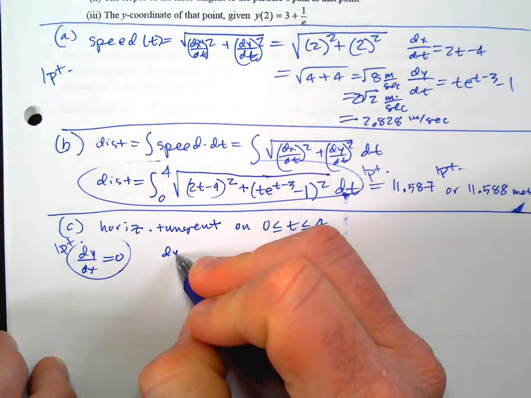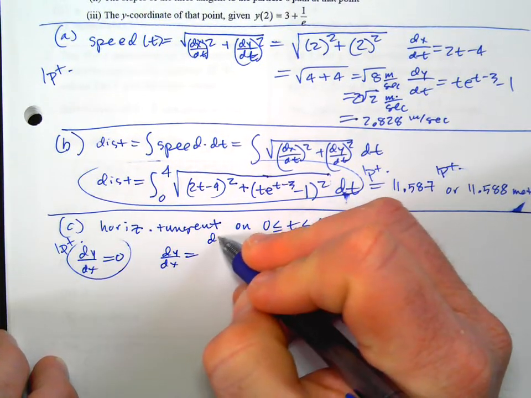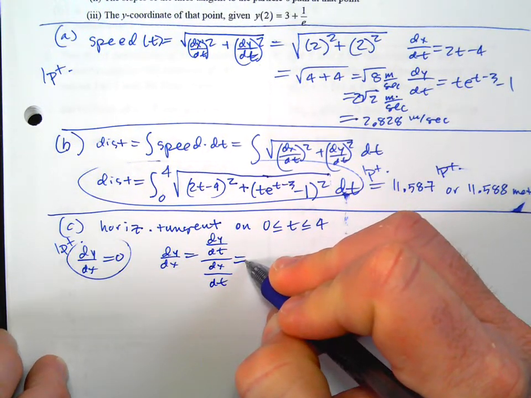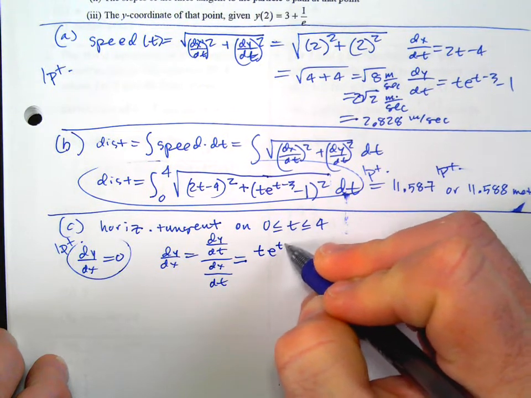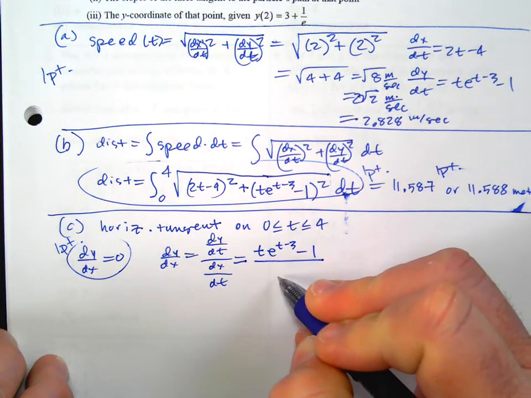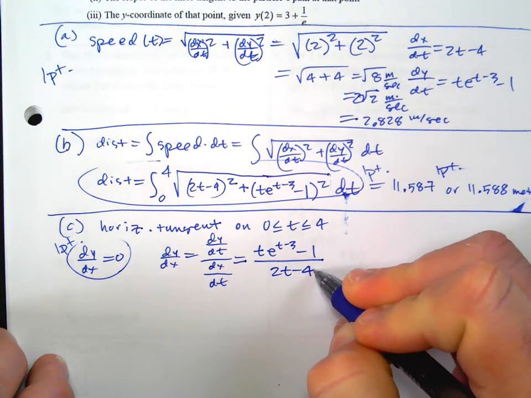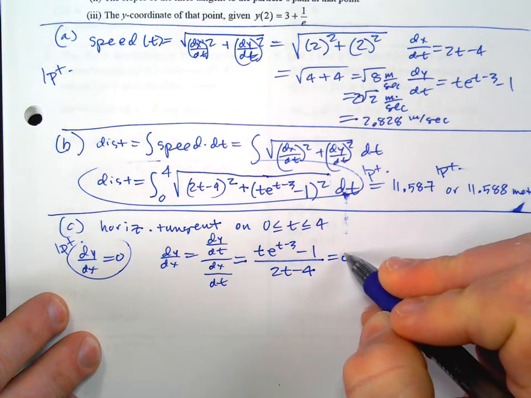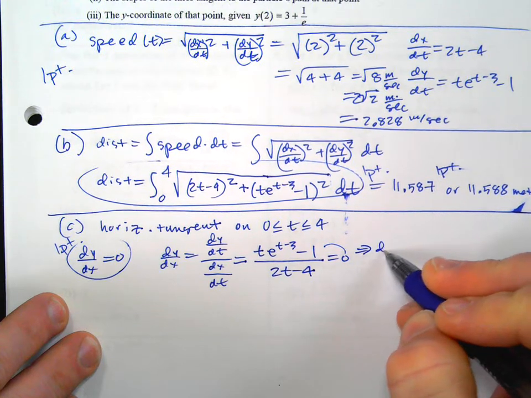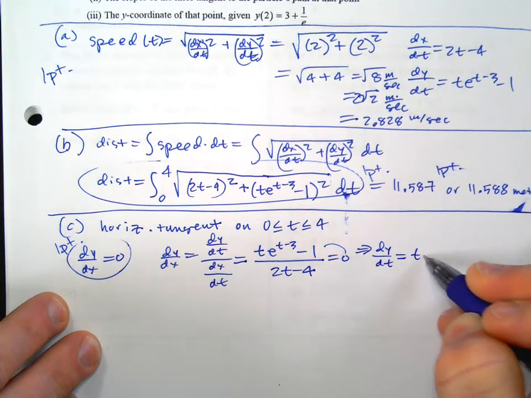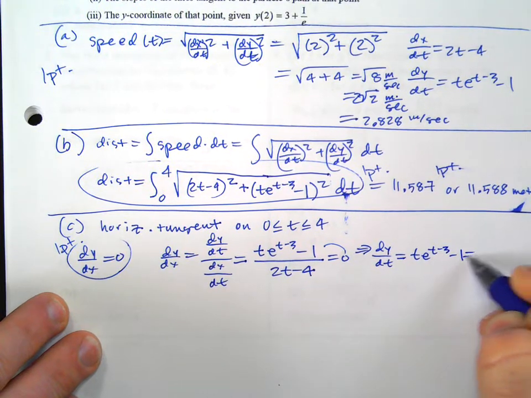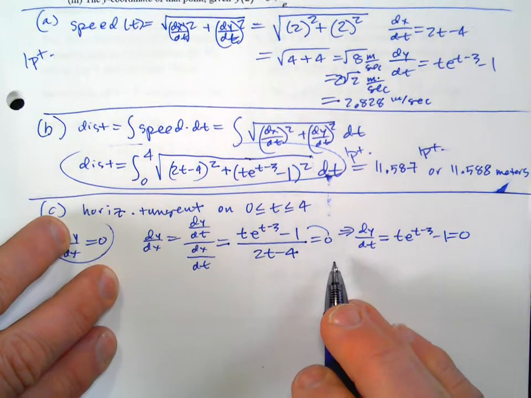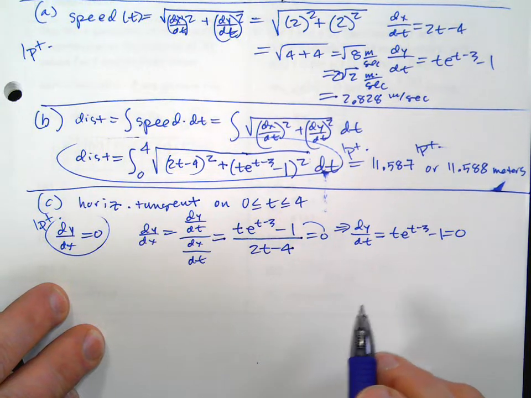Now, dy/dx equals dy/dt over dx/dt for parametrics. And so we have dy/dt is t e to the t minus 3 minus 1, over dx/dt, which we figured out earlier was 2t minus 4. We want this to equal 0, which means the top has to equal 0, right? So that means dy/dt, t e to the t minus 3 minus 1, has to equal 0. But we also have to make sure that dx/dt doesn't equal 0 at the same time, because otherwise that's an indeterminate form and we'd have to do more work to figure it out.